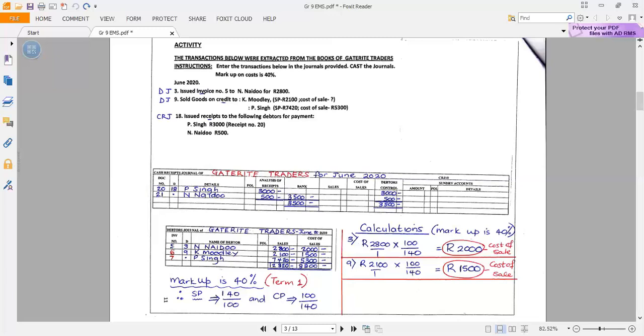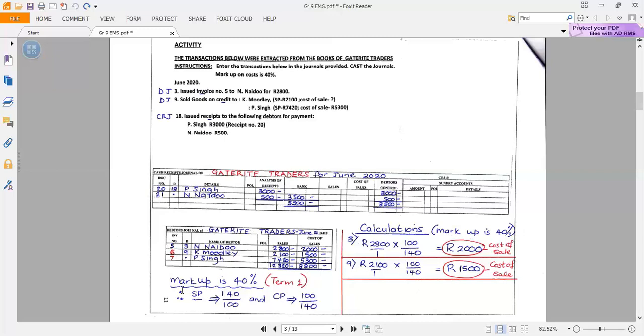Invoice number 5, can you see? Date is the 3rd. I have effected N. Naidu's name there under name of debtor. Then I go to sales. It's 2,800 Rand. That is what is given to us. Can you see that? But remember, we have to calculate the cost of sales. How do I calculate the cost of sales? Keeping in mind that the markup is 40%. Let's look here. The markup is 40%.